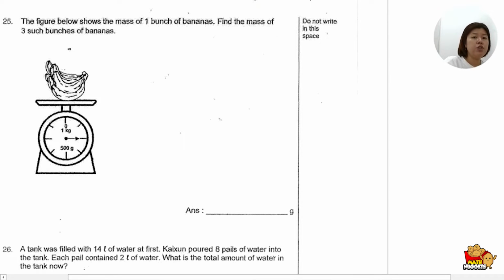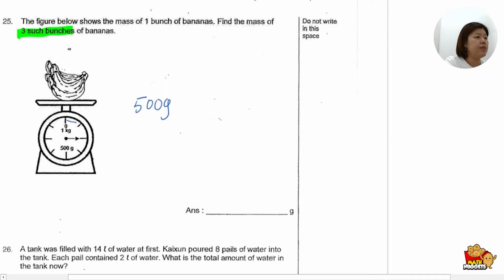Okay, the figure here shows the mass of one bunch of bananas. So they want 3 bunches. So we can find by looking at the scale. This is 1 kg. So this is 500 gram. So from 0 to 500 is 500 gram.